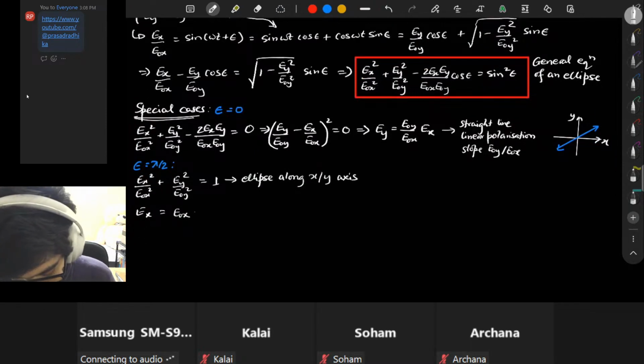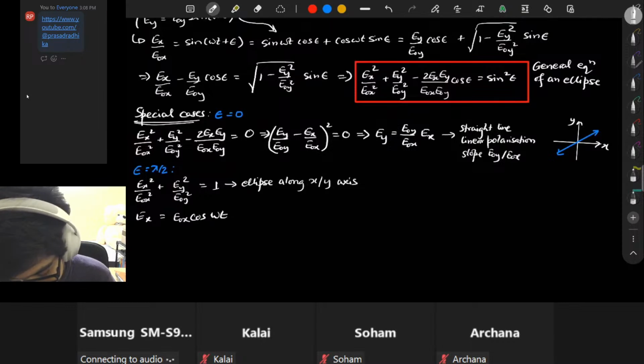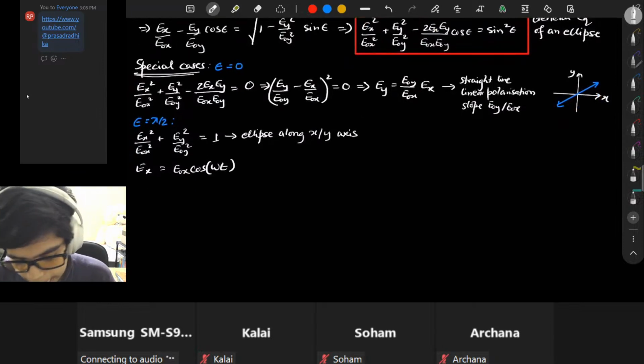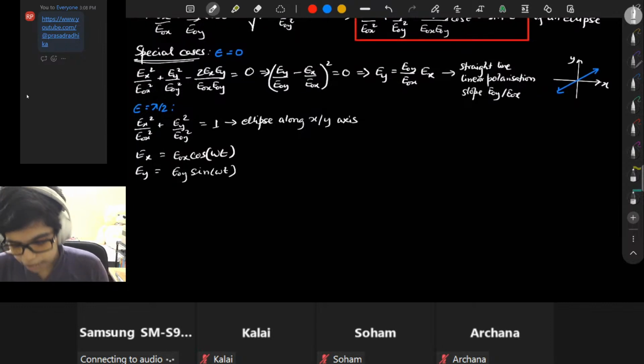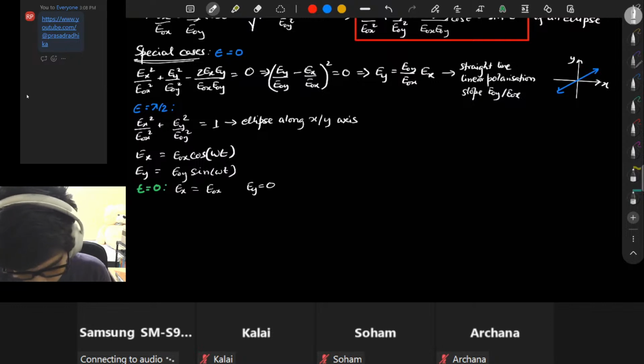So sine of pi by 2 plus omega t is nothing but cos omega t. That's my Ex. Then my Ey is E naught y sine omega t. And we need to find out what direction it moves in this ellipse. So how will we do that? Let us look at t equals 0. Now when t is equal to 0, my Ex is E naught x because cos 0 is 1, and Ey equals 0 because sine 0 is 0.